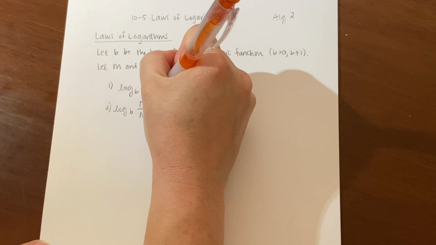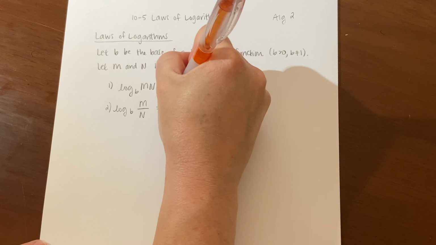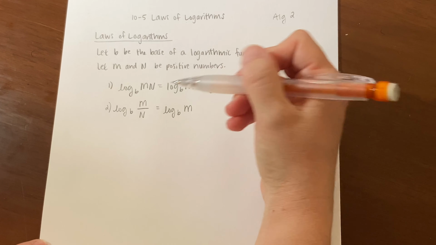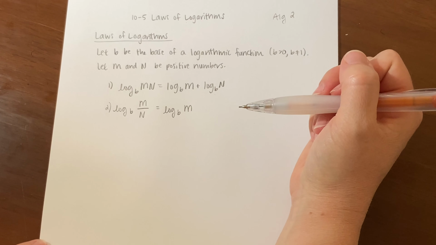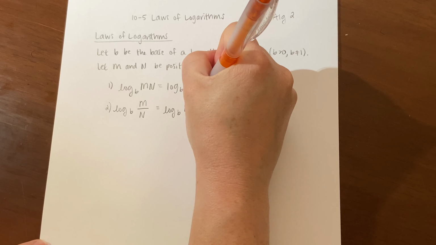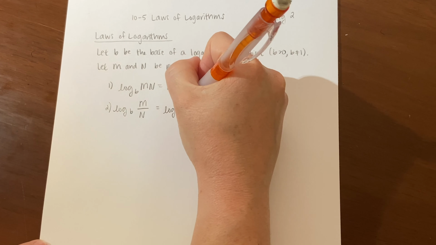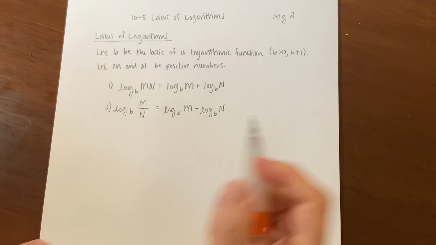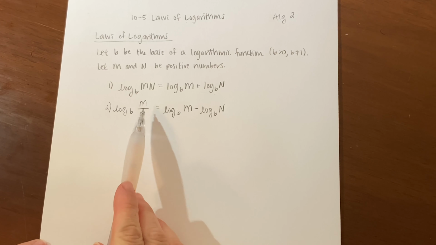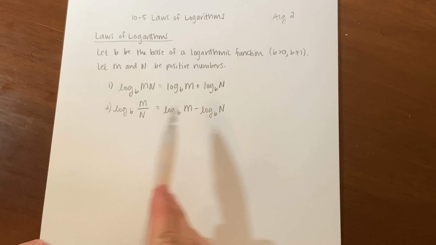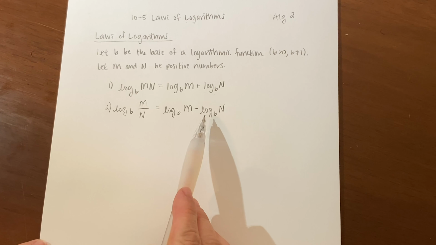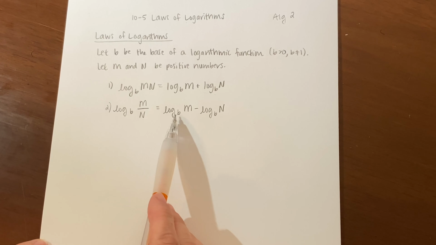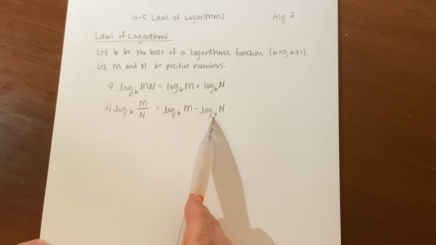All right, the next one, law 2, if we have log base b of m divided by n, this can be expanded into log base b of m. And can you guess? We're doing division. What do you think? That's right, we're going to do subtraction. So log base b of m minus log base b of n. So again, the relationship here is between division, or a quotient, and subtraction, or a difference. We've got log base b on the left. It stays the same base when we expand it.